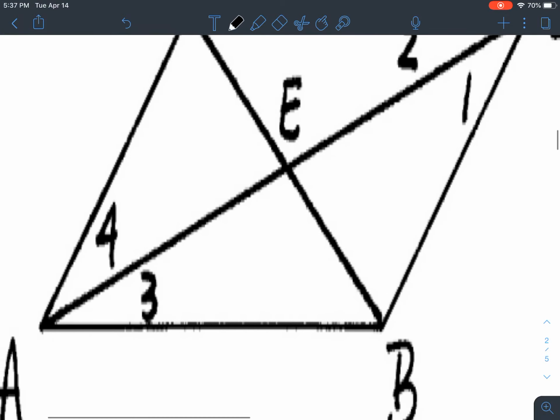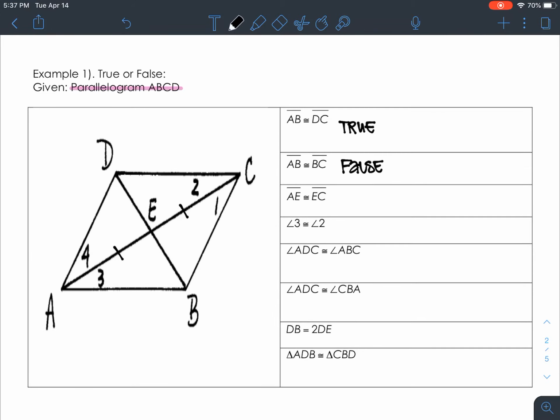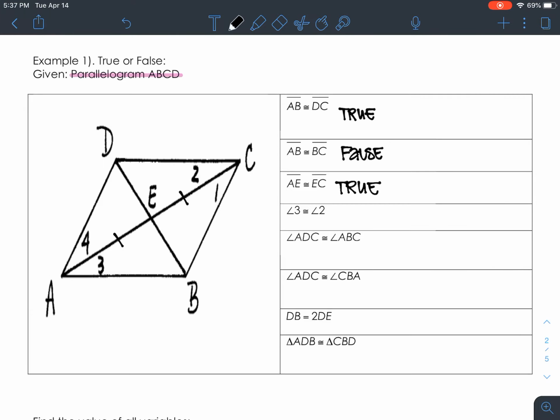Okay. All right, next one. Do we know that AE is congruent to EC? This has to be true because diagonals bisect each other, which means that that intersection point E has to be the midpoint of each of those diagonals, which means that it splits it into congruent segments.